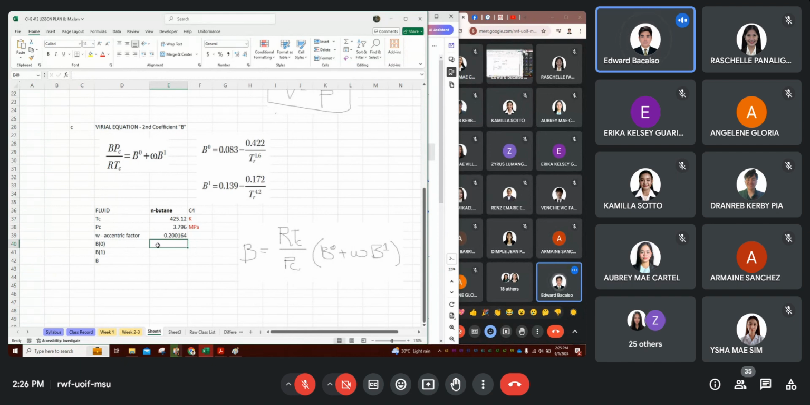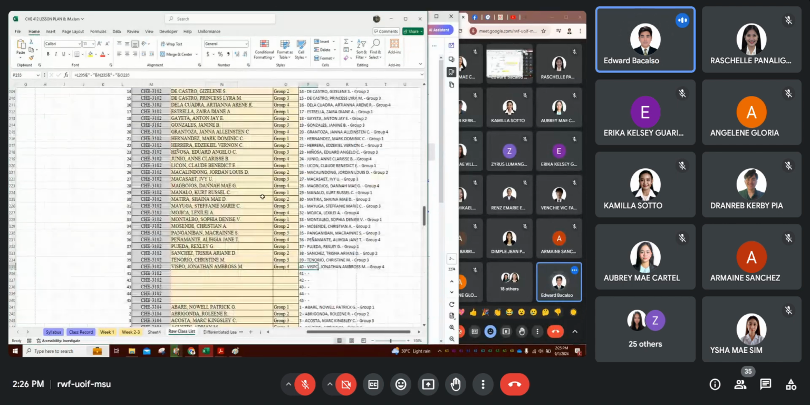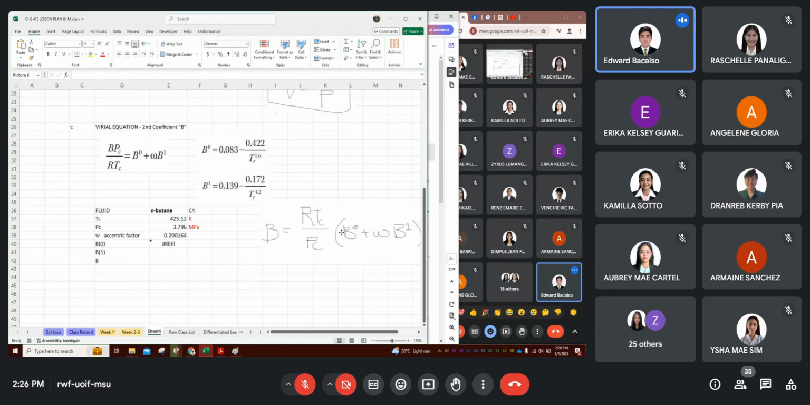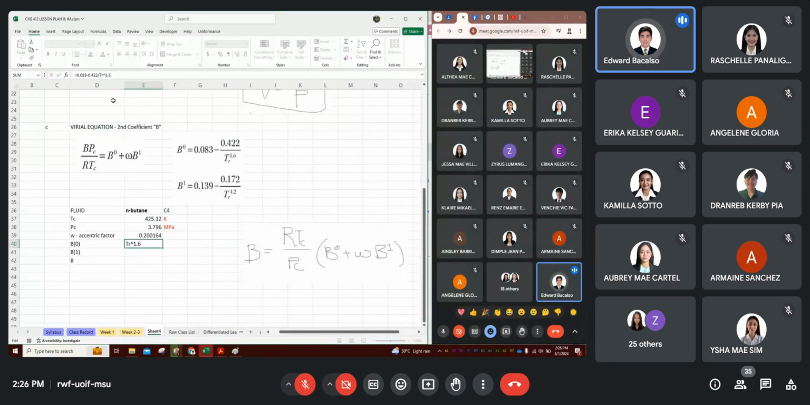So let's try B0. So equals 0.083 minus 0.422, then divided by TR raised to the power of 1.6. Yan. So kita dito na based sa ating formula, sir, ba't nyo tinype po yung TR? Wala po, di po ba siya may cell value? You can do that, no? Hanapin natin yung TR, pero wala pa tayong nasusolve na TR. So with that, lagyan na lang natin na TR. So may hashtag reference, meaning may kinocall tayo na cell in terms of its name na TR, kaso wala siyang mahanap. So cell reference error.